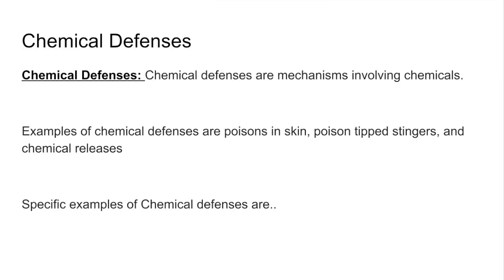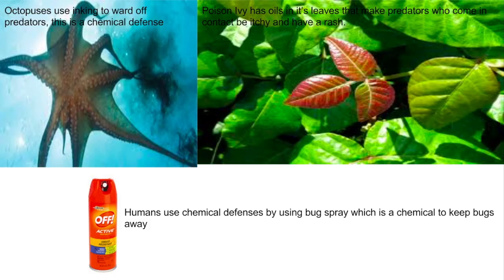Chemical defenses. Chemical defenses are mechanisms involving chemicals. Examples of chemical defenses are poisons in skin, poison-tip stingers, and chemical release. Specific examples of chemical defenses are octopuses using chemical defenses by ejecting an ink or chemical release that both hides the octopus and blinds and disrupts the senses of the aggressor. Poison ivy has a chemical defense too, because of its oil on its leaves that causes painful or uncomfortable skin rashes in most predators. Humans would spray themselves with bug spray and keep away annoying harmful insects such as mosquitoes. These are examples of chemical defenses.